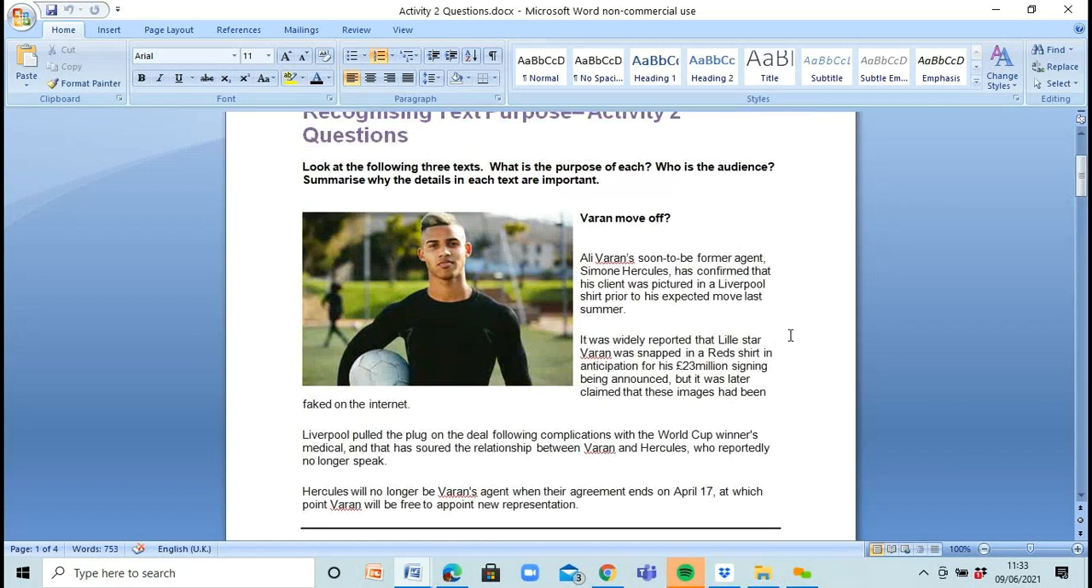But let's go through this first section here, and I'll give you an idea of what sort of answers we can work together for that. So we're going to look at the following 3 texts.